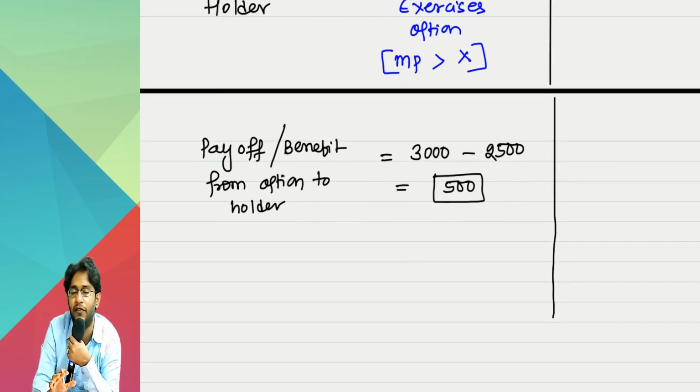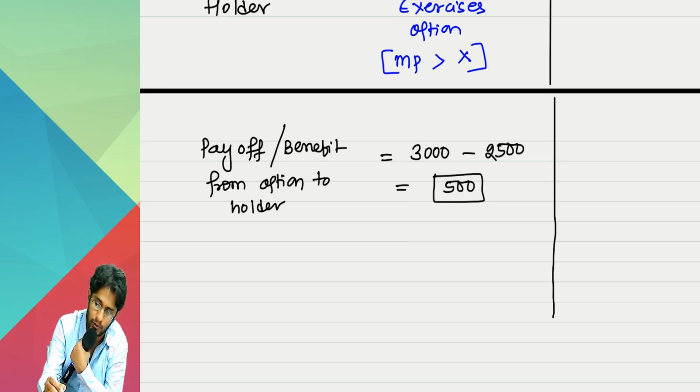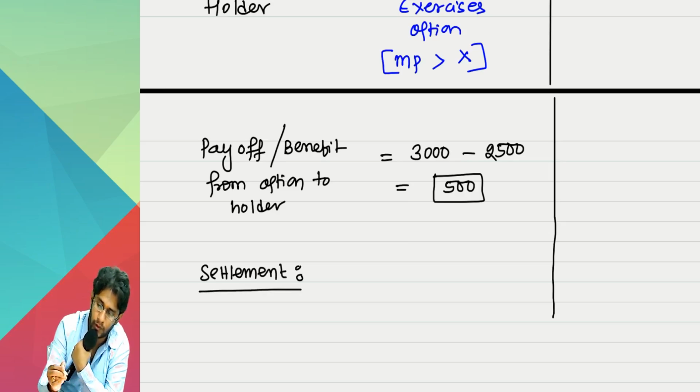Sorry, how will I receive the 500 rupees benefit? That is exactly what we call settlement. Now, how will settlement happen? Alternative 1.